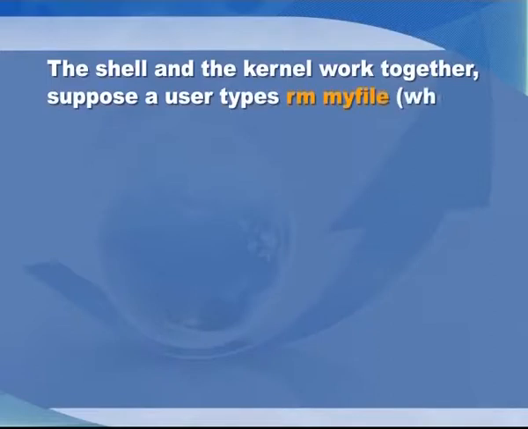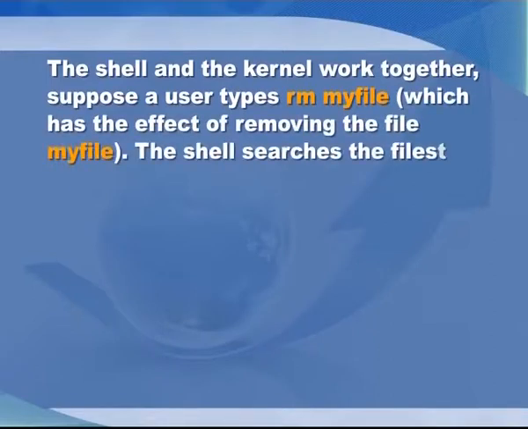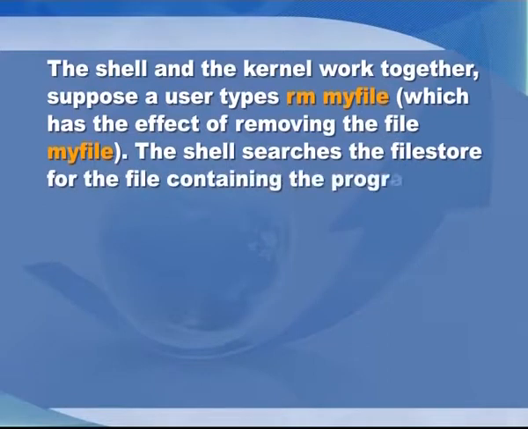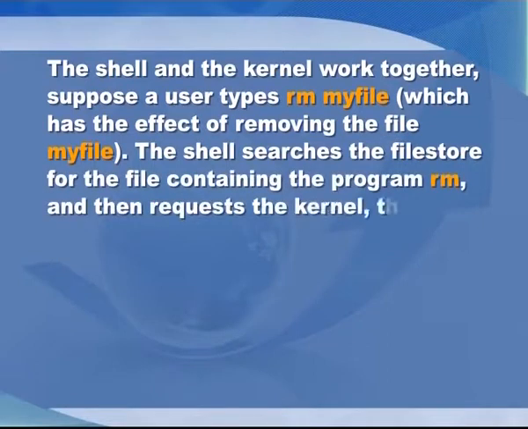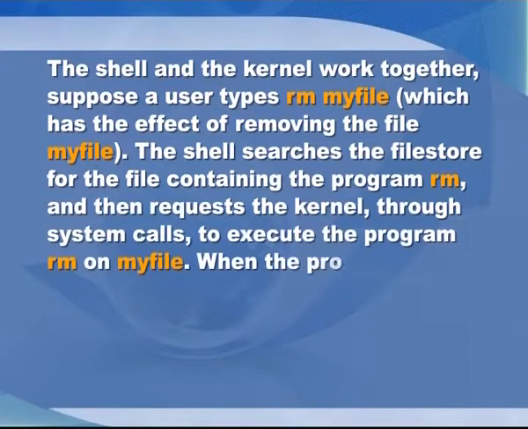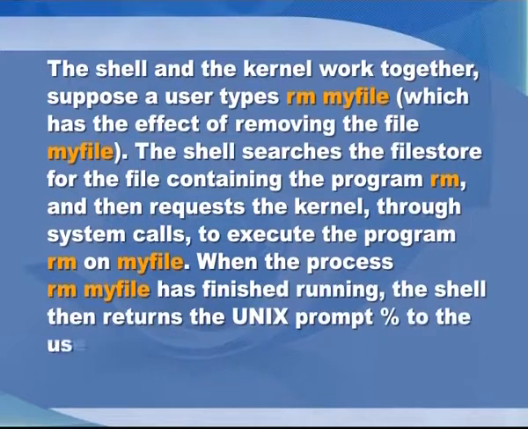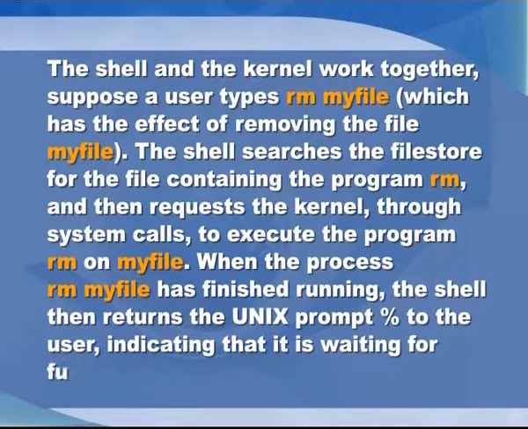For example, the shell and the kernel work together. Suppose a user types rm myfile, which has the effect of removing the file myfile. The shell searches the file store for the file containing the program rm and then requests the kernel through system calls to execute the program rm on myfile. When the process rm myfile has finished running, the shell then returns the UNIX prompt % to the user, indicating that it is waiting for further commands.